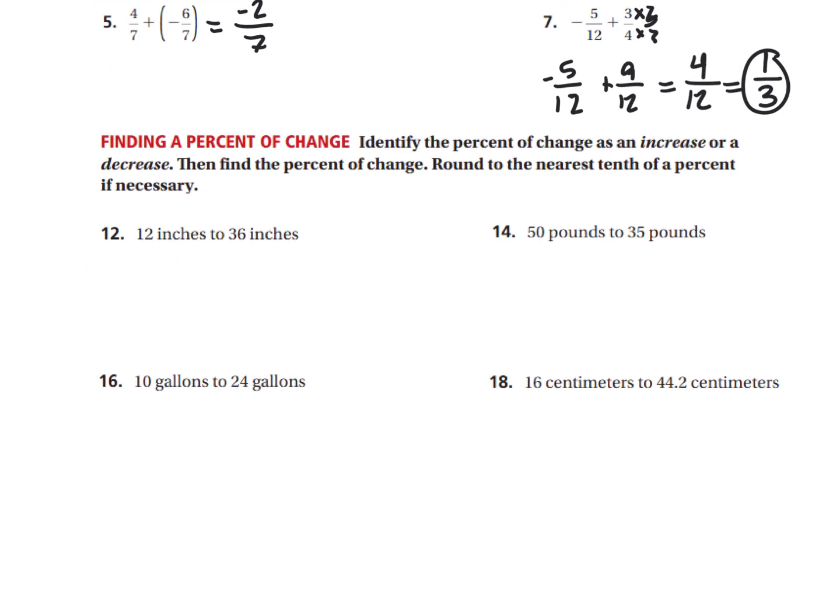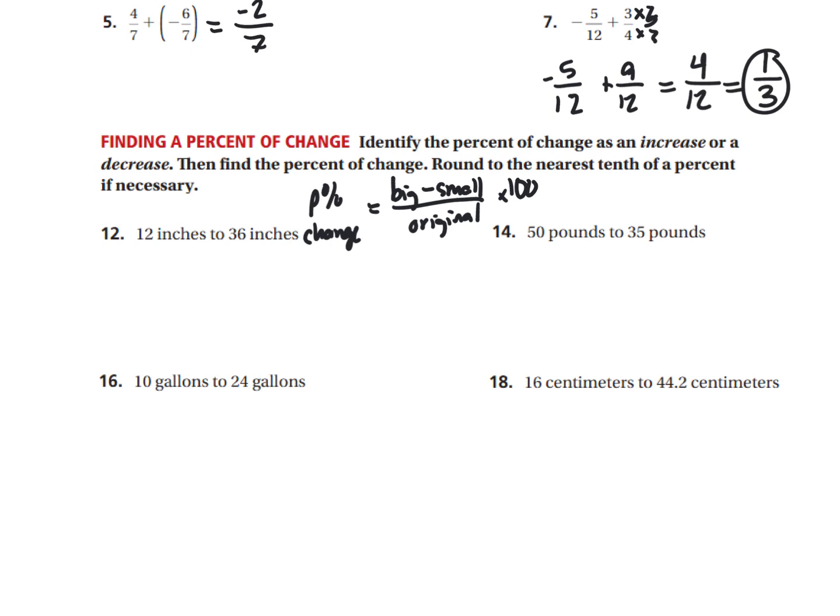Alright, the next 4 are all about this percent of change. Remember, our percent of change equation depends on if it's an increase or decrease. Typically, though, it's always going to be the biggest number minus the smallest number all over the original, times 100 to make it a percent. And then we have to determine, did I go up or down?